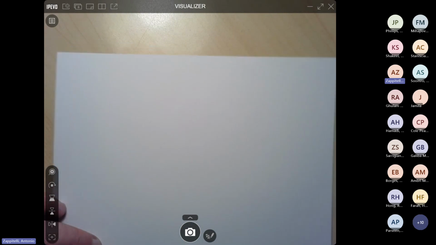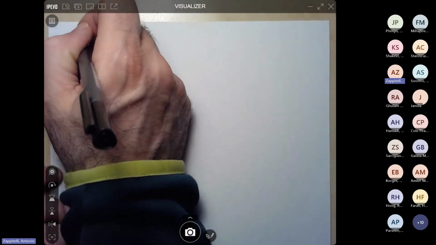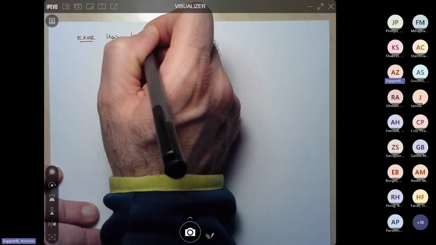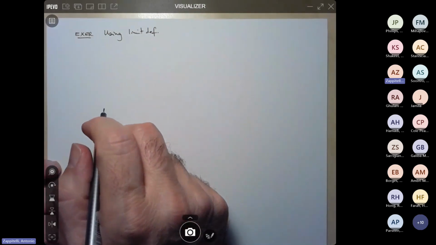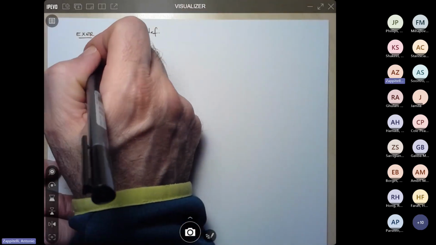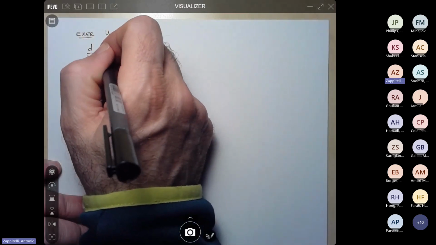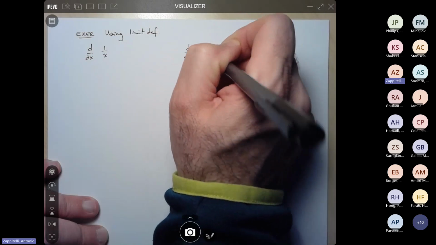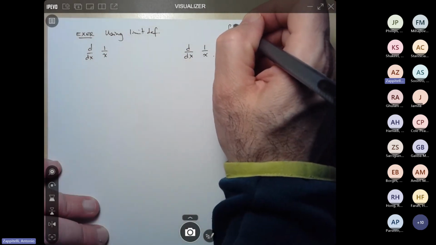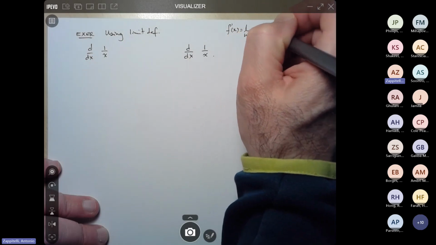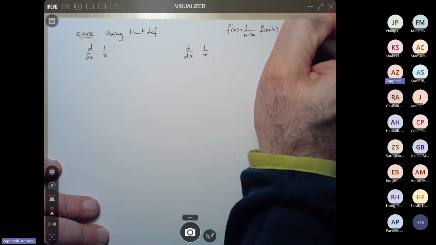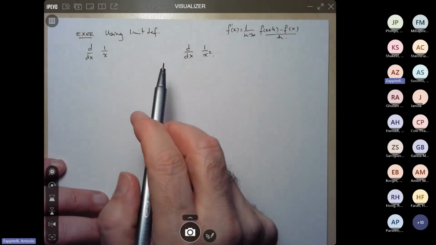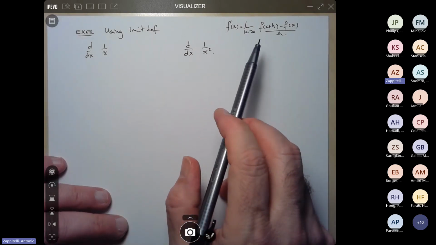So what I'm going to give you as an example here is I want you to find, using the limit definition, the derivative of 1 over x, and I want you to find the derivative of 1 over x squared. So using that limit definition, f prime of x is equal to the limit as h approaches 0 of f of x plus h minus f of x, all over h. Sorry, this is supposed to be 1 over x squared. Now the difference here is you're going to have to use your knowledge of rational expressions.